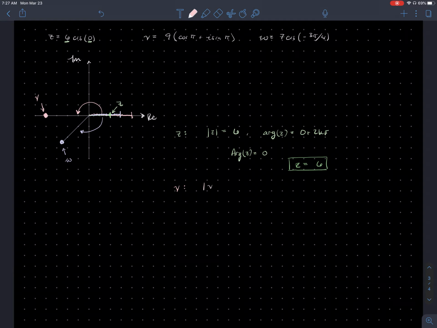So again, just from looking at everything, we're going to identify our modulus and argument and such. Our modulus is going to be 9, and our argument is going to be pi plus 2k pi. And then our principal argument needs to be between negative pi and pi, where we include negative pi and we do not include pi. This means that our principal argument is going to be negative pi.